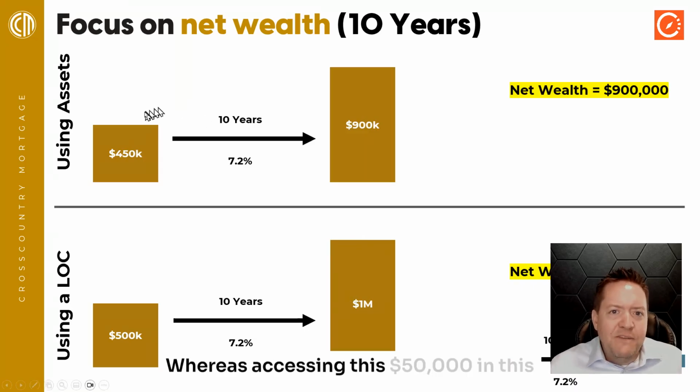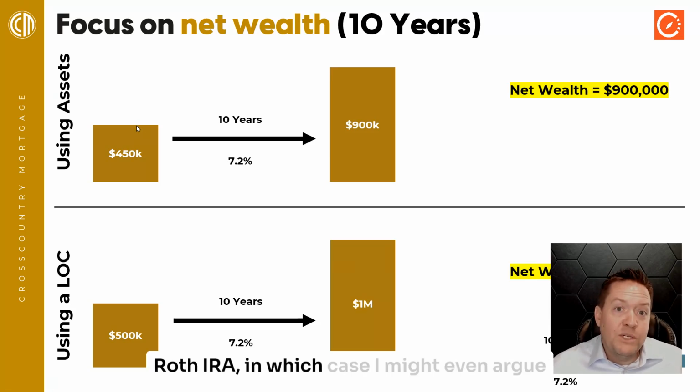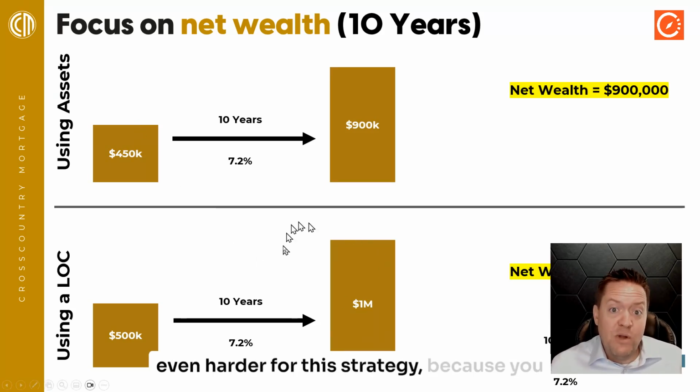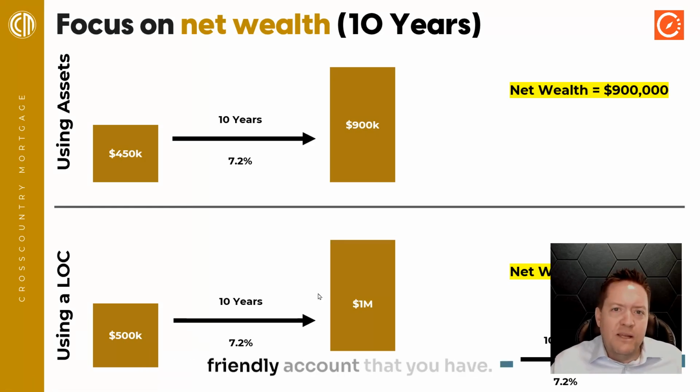Whereas accessing this $50,000 in this scenario is a taxable event unless it's a Roth IRA, in which case I might even argue even harder for this strategy, because you should probably leave the Roth IRA alone as long as possible because it's the most tax-friendly account that you have.